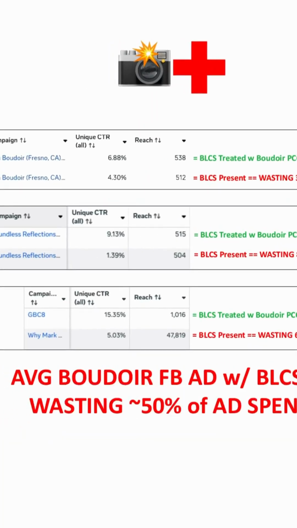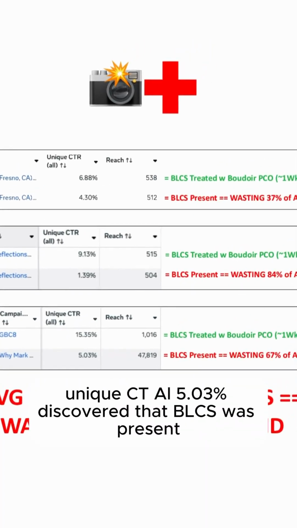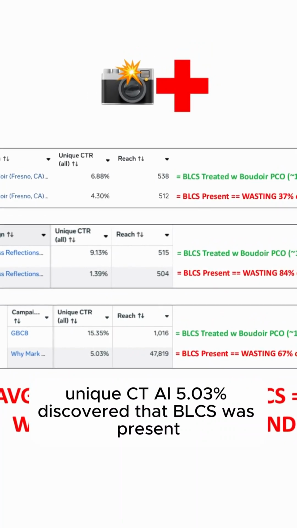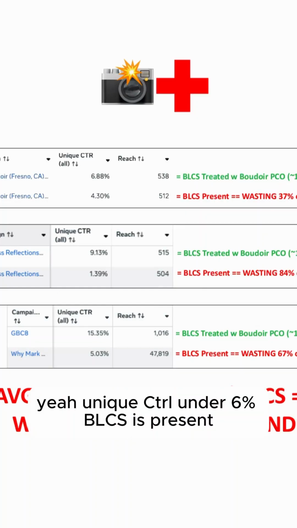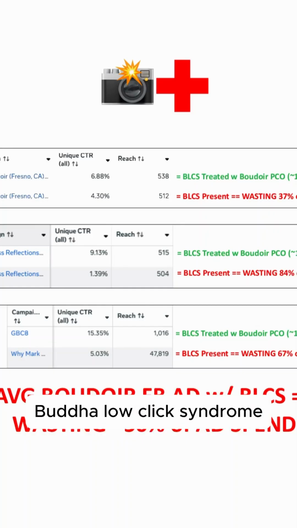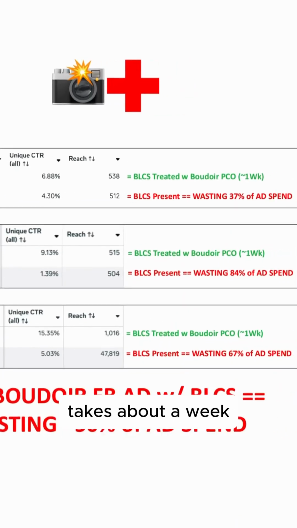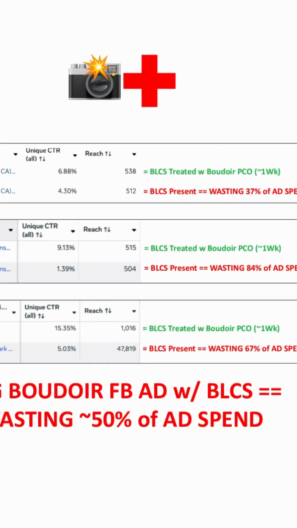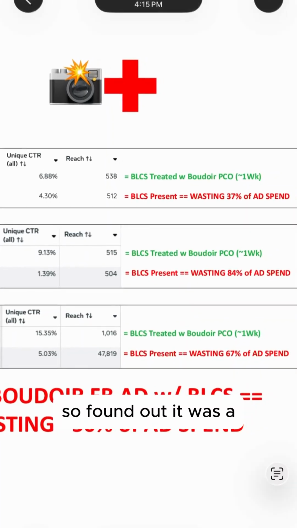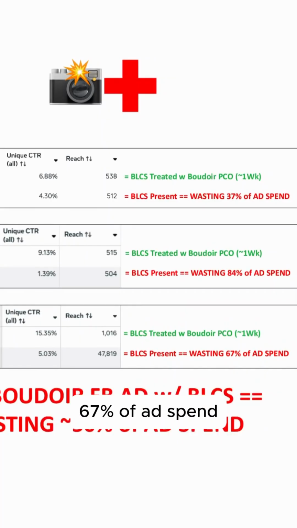Finally, my hospital now had a patient come in with unique CTR 5.03%, and we discovered that BLCS was present. Unique CTR under 6%, BLCS is present, Boudoir click syndrome. So now we've got the solution. We can treat it with Boudoir Pico. It takes about a week, and we got the unique CTR up to 15.35%. So we found out the original Boudoir Facebook ad was wasting 67% of ad spend.